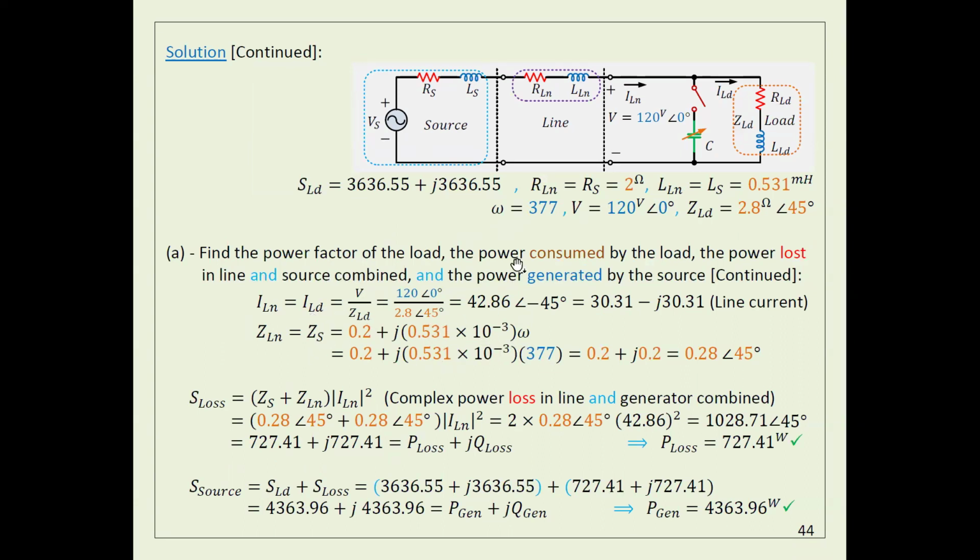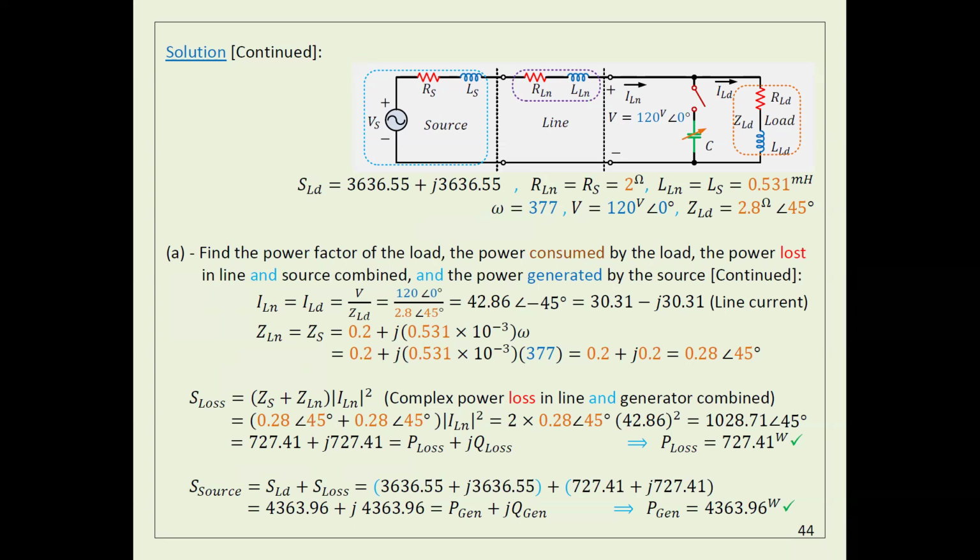Then jωL. Omega is given to me. L is given to me. So everything you have it here. After you calculate it, I find this is the impedance for this one or this one. They should be equal because R is the same, L is the same. So this is the impedance. The total impedance for both of them should be ZS plus ZL, because they are in series.